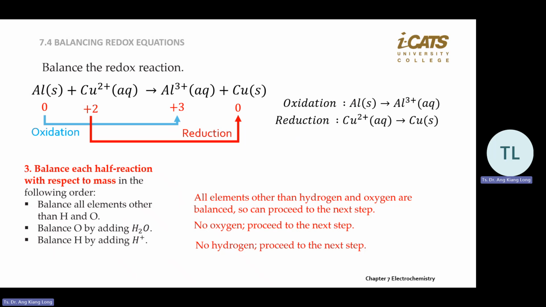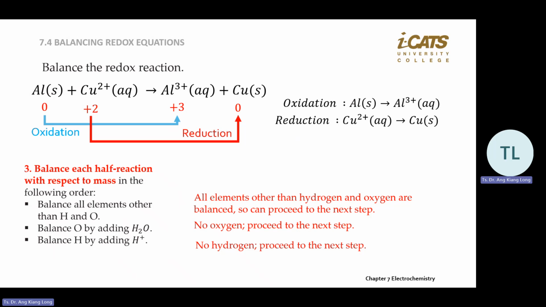Okay, so this one, you need to read a bit. Balance the half equations by this order. Balance all elements beside O and H. It means you balance other elements without looking at the H and O. If you balance, you don't care about H and O first. You do other elements first.